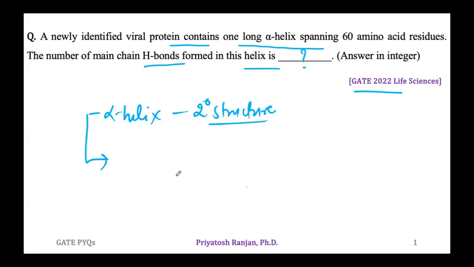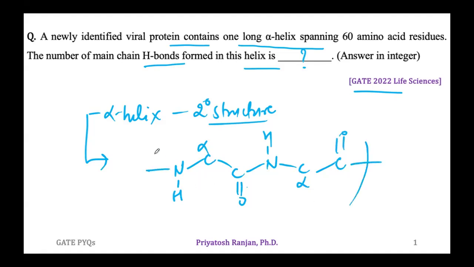So if you look at the arrangement of the peptide bond, we have NH, C alpha, CO, then again NH, C alpha, CO. So we'll just consider the two amino acid residues. And what has been asked in the question is the number of main chain hydrogen bonds. That means the hydrogen bonds coming from the polypeptide backbone atoms, which are CO and NH. So let's try to understand the pattern of hydrogen bond formation in the alpha helix.